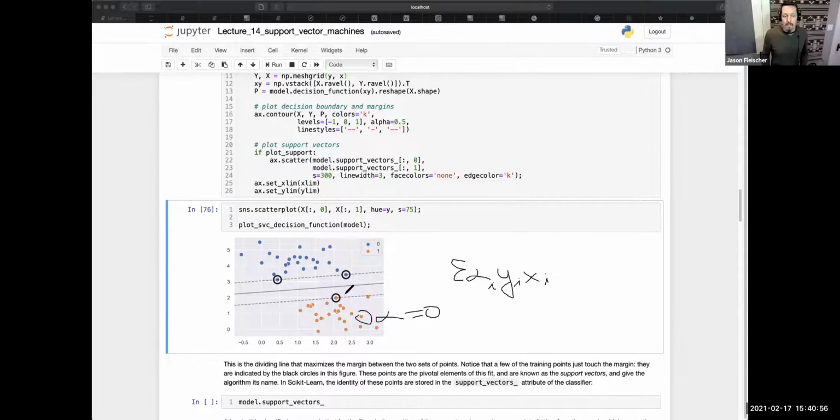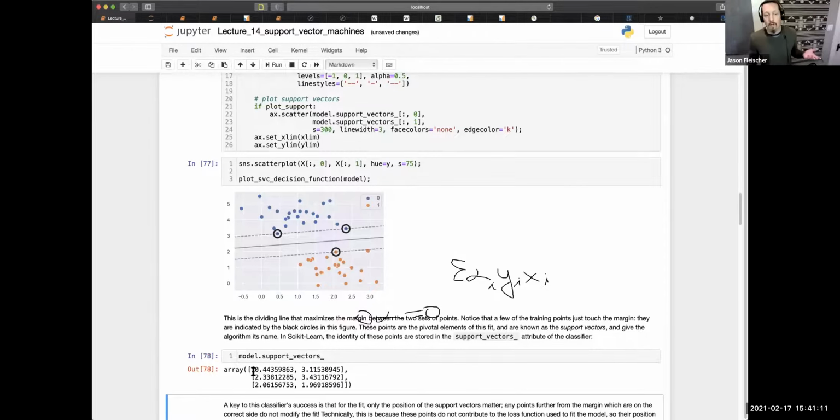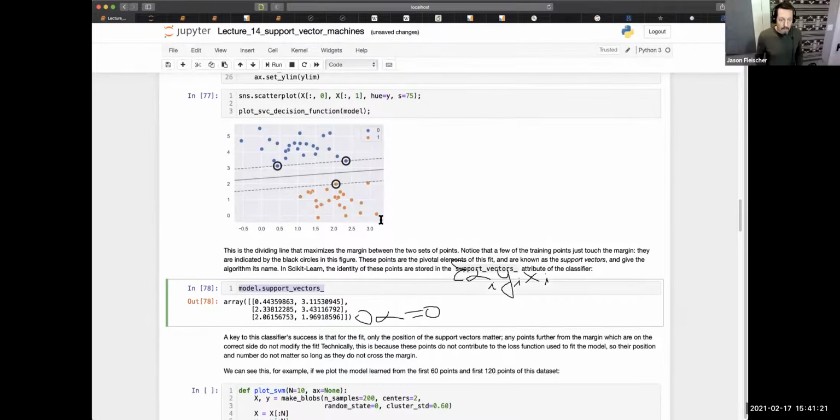Right. So let me get back to annotation. Okay. So whatever. Here are the XY values for those support vectors. Inside sklearn, it stores the support vectors for you if you would like to see what they are.